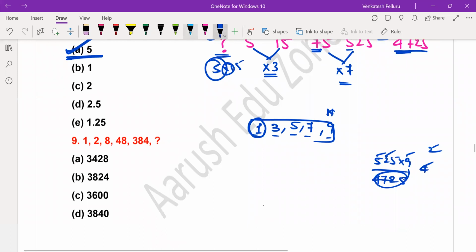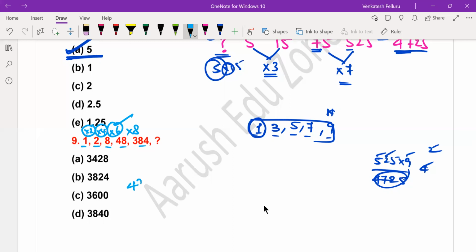Okay. Now I'm moving to question number 9. If you look at the numbers, the first number is 1 followed by 2, then 8, 48. As soon as you see it, you get the idea. If you know the 8 table, 8 6s are 48, 2 4s are 8, 1 2s are 2. Look at the numbers: into 2, into 4, into 6. I have already told you these are even numbers. So they are multiplying the consecutive series with even numbers. So 2, 4, 6 followed by 8.